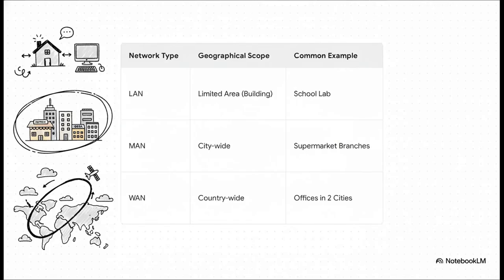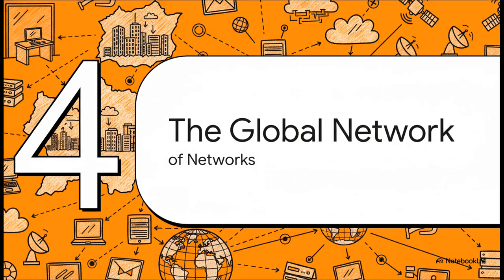Okay, let's hit pause for a second and just do a quick recap. We started with the LAN, super local, like your house. Then we scaled up to the MAN, which covers a whole city and connects a bunch of LANs. And finally, we have the WAN, which goes big, national scale, linking networks over massive distances. See how they work? Each one is just a bigger version of the last, growing in scale and reach. So we've gone from a single room to a city to an entire country.